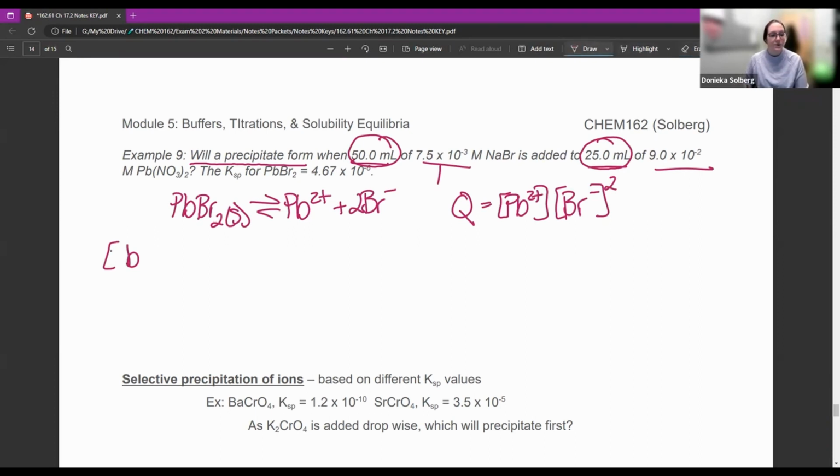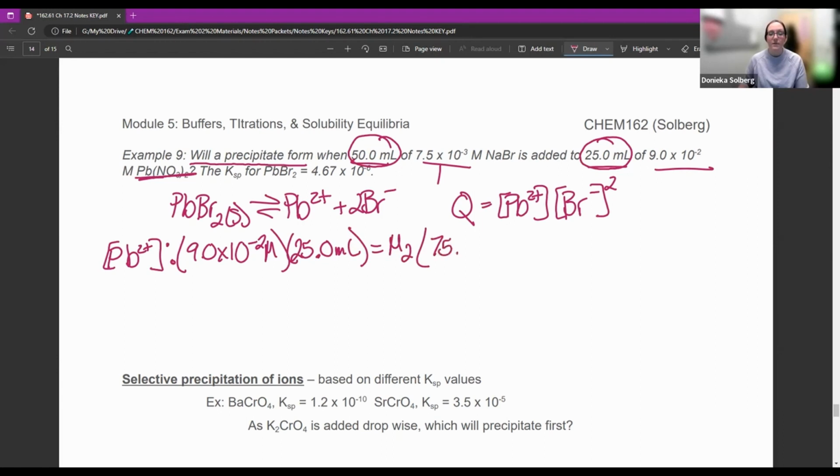All right, so let's do Pb2+ its concentration. Well, okay, so the lead is coming from this one. So I'm going to do an M1V1 equals M2V2. Well, it started at 9.0 times 10 to the negative second. That's my molarity 1. And I use 25 milliliters of that equals M2 times my new volume, 75 milliliters, okay? So M2 in this case ends up being 0.03 molar. That's a 3. There we go.